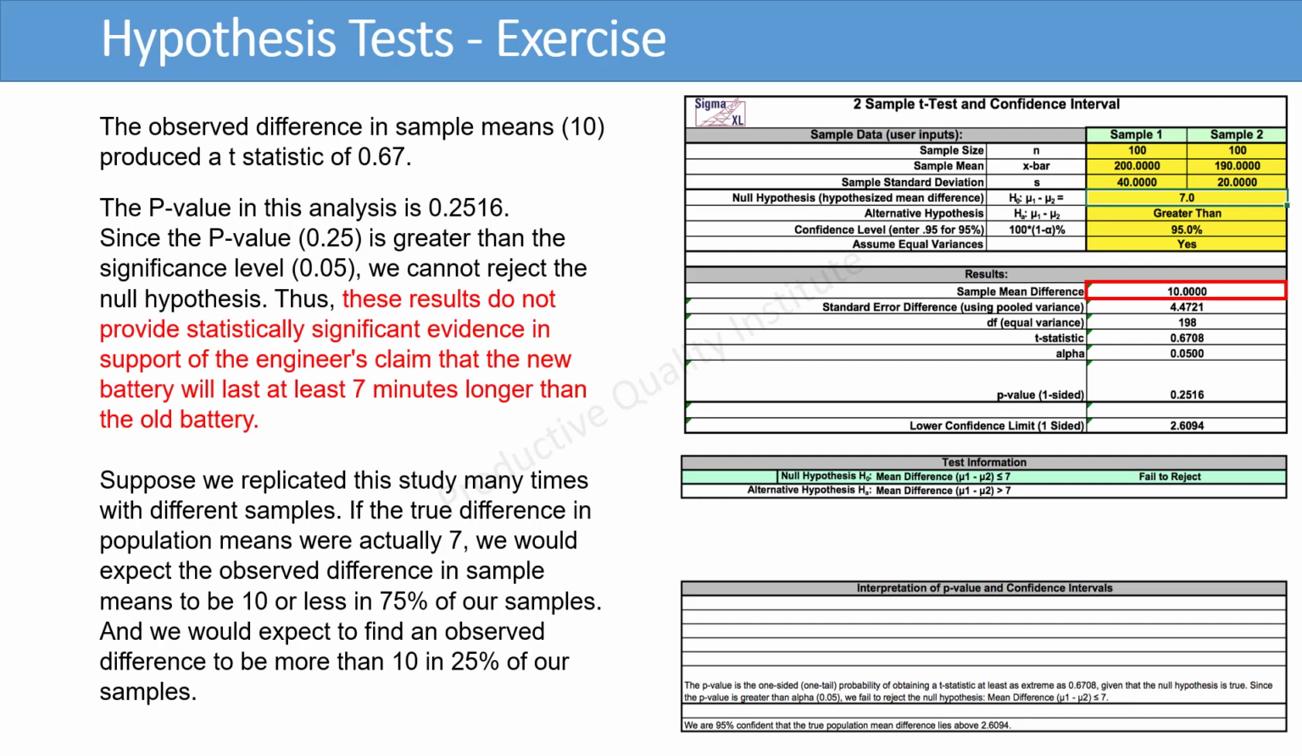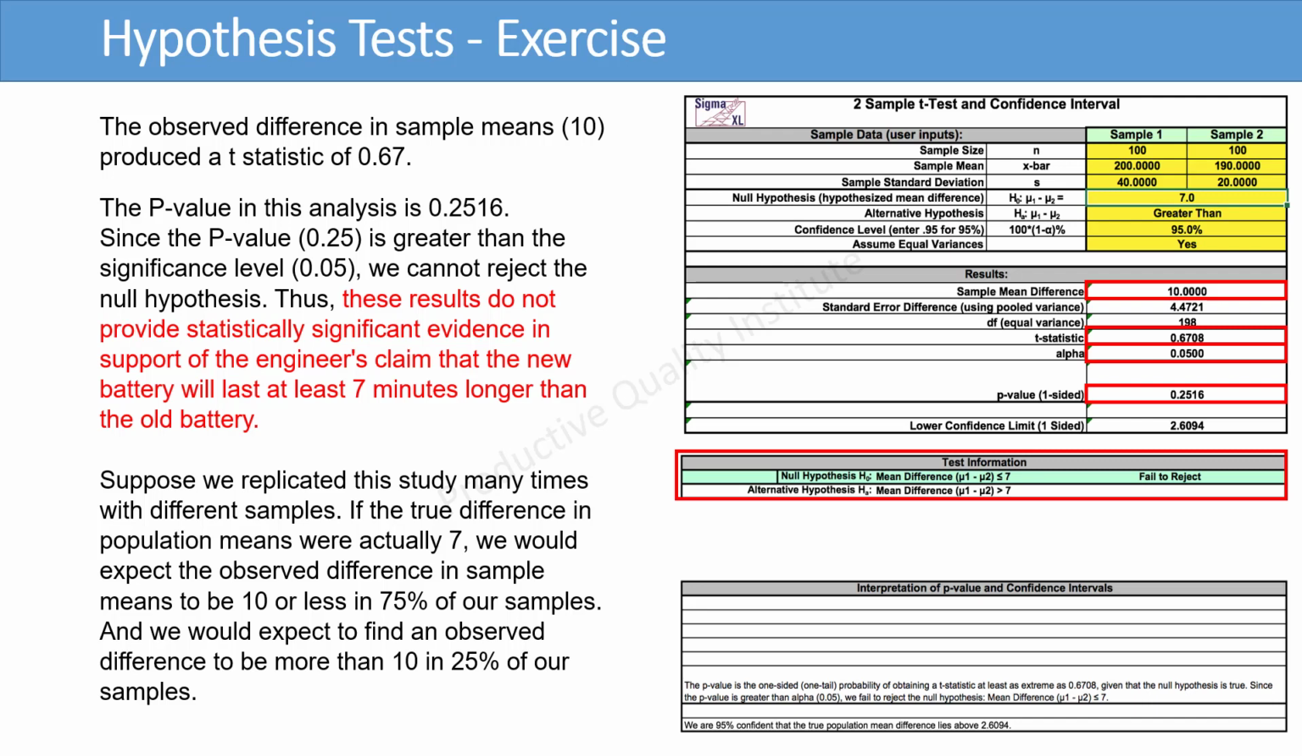The observed difference in sample means, 10, produced a t-statistic of 0.67. The p-value in this analysis is 0.2516. Since the p-value, 0.25, is greater than the significance level, 0.05, we cannot reject the null hypothesis. Thus, these results do not provide statistically significant evidence in support of the engineer's claim that the new battery will last at least 7 minutes longer than the old battery.